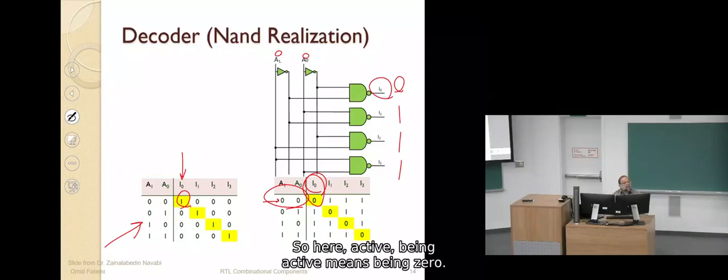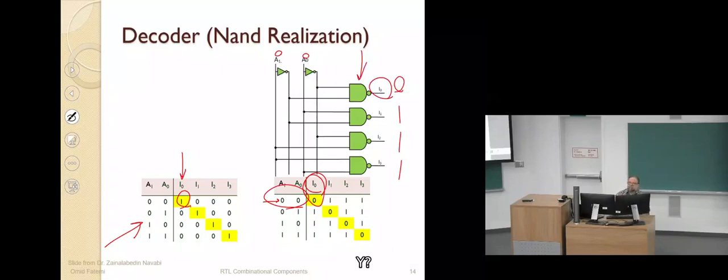So here, being active means being 0. Okay? Do you have any problem? This is something that we decided. So we use this notation. What difference does it make? It is just a notation. And it is better because it is using NAND now instead of AND. And NAND is a better design. So why not this? Yes?